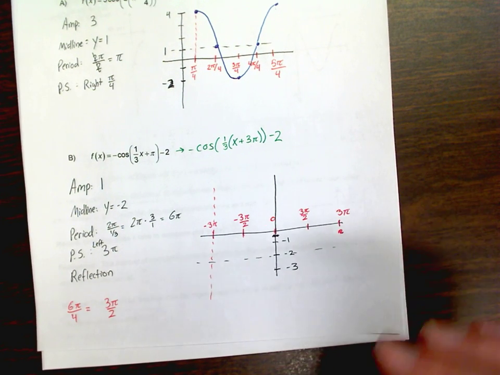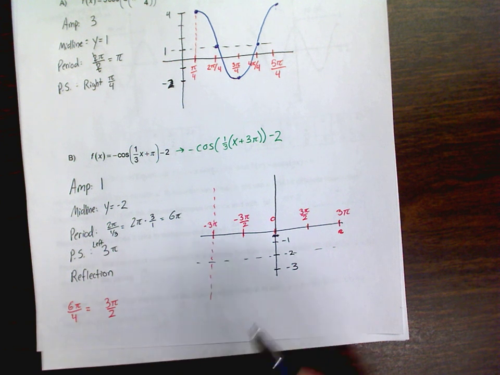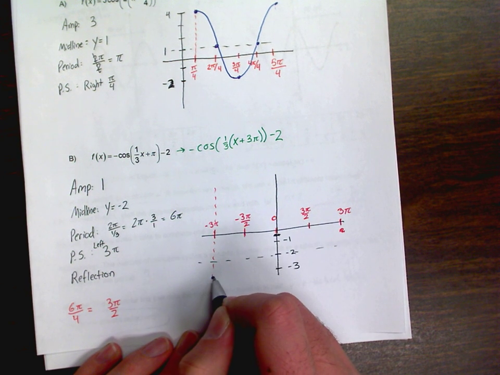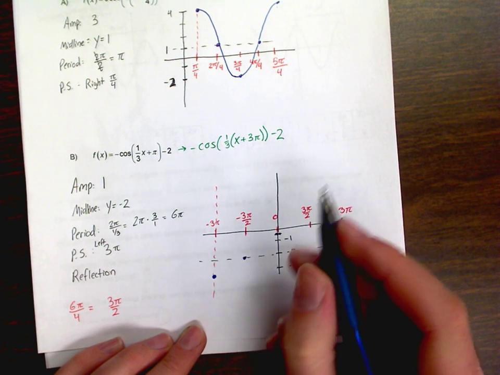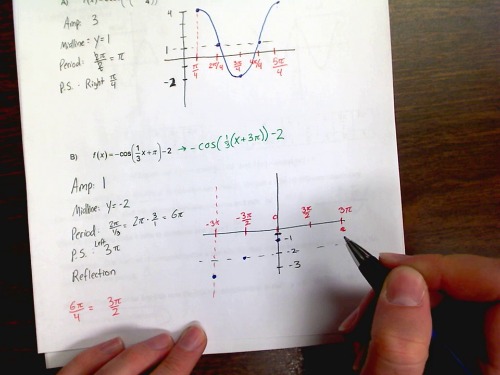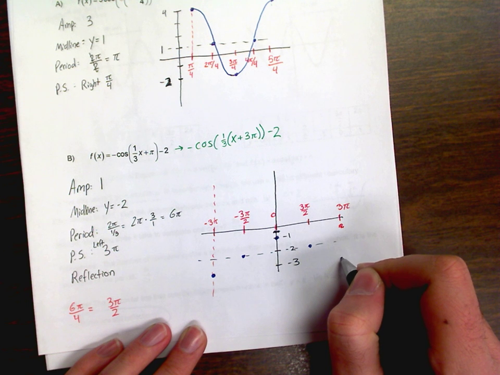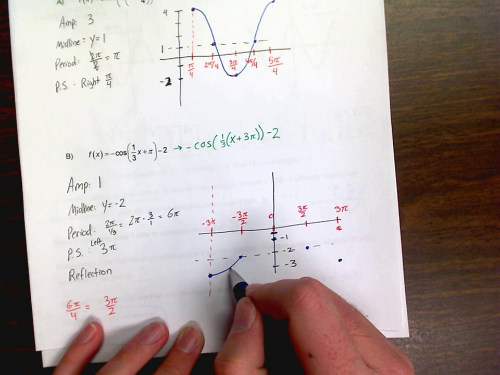Alright, so those are my points. This is cosine, but it is reflected. So instead of starting at my max over here, I'm going to start at my min. So right there. Okay, I'm going to go to the midline at my next mark. I'm going to go to my max at the mark after that. Come back to the midline. And then finally back to the min. So this one's pretty stretched out. Just make sure it's got a curve to it. And there's my graph.